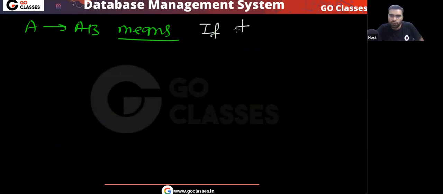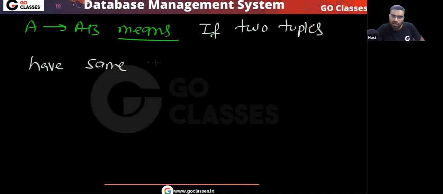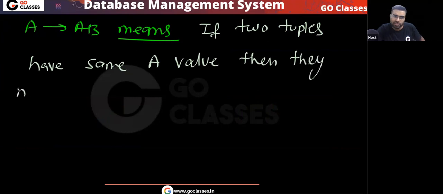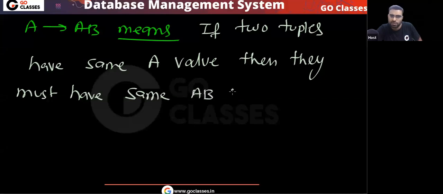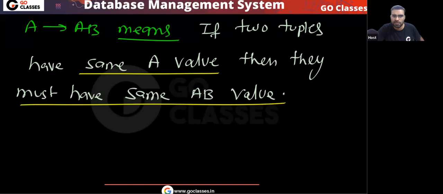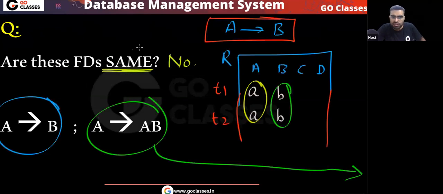This means if two tuples have same A value, then they must have same AB value. They must have same AB value. Yes or no? Is this clear? Did you understand? So if two tuples have same A value, then they must have same AB value. Is this clear? So remember, these FDs are not same.